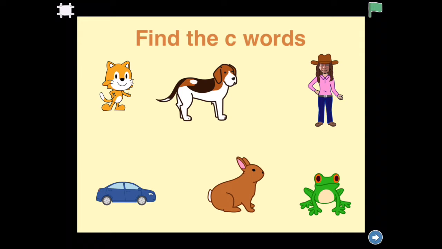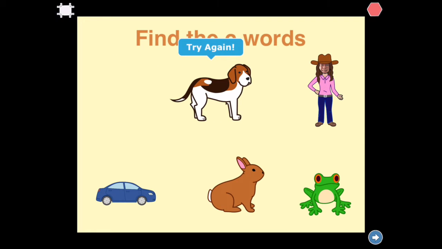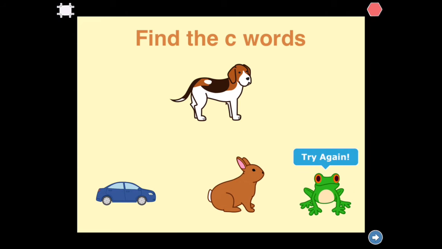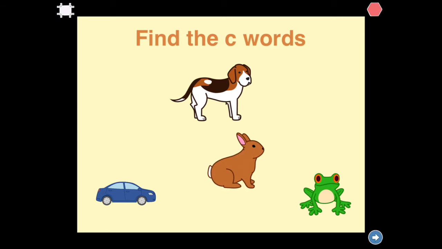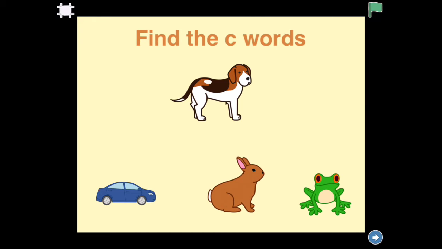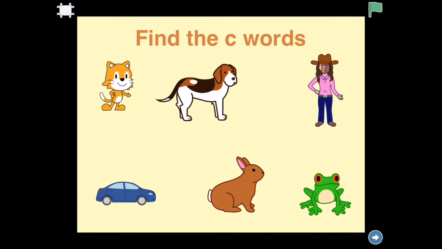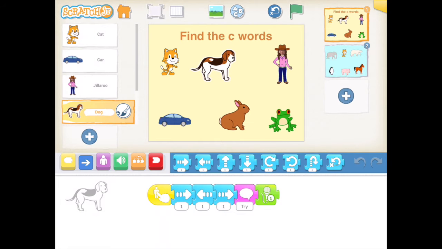So I'm going to tap cat, tap the dog, tap the cowgirl, tap the frog, tap the rabbit, tap the car. You can see that only the words that start with C have disappeared, and the others have told me to try again. If I tap the flag, it will return all the items back to the screen, back to their original position. I'm going to tap the page in the top left corner again, which will return me to the coding screen.